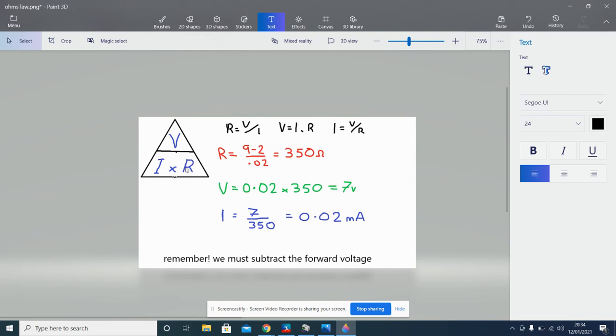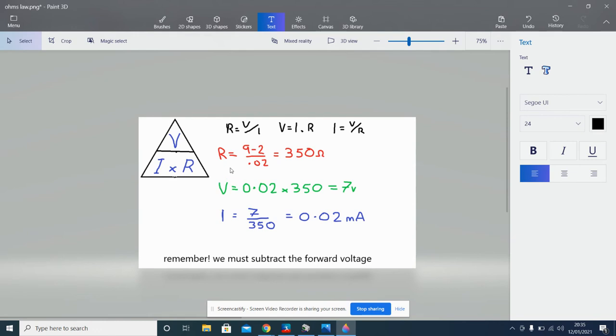So I'm looking for R, I cover the R, and I'm left with V over I, or current. If I'm looking for V, I cover the V, and we're left with I multiplied by R. And if I'm looking for I, or the current, I cover the I, and I'm left with V divided by R.